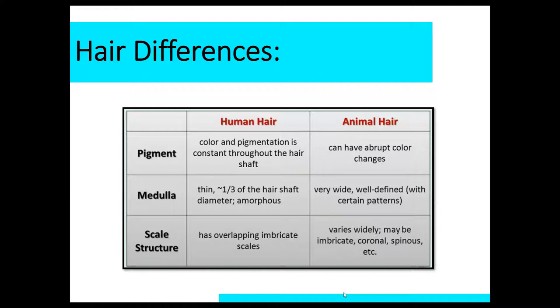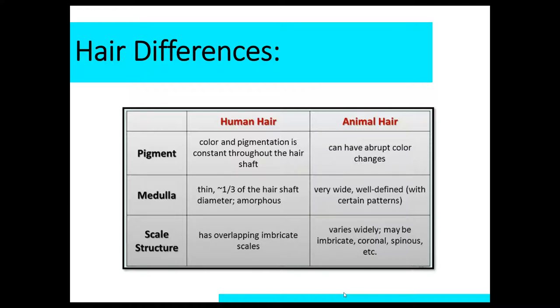So starting with pigment or the color of the hair. With human hair, the color and pigmentation is constant throughout the hair shaft. Now that is not always the case. So I think about women who dye their hair, or guys who dye their hair. If you go a long time without doing that, you might have some abrupt color changes like that of animal hair. But for the most part, naturally, the color and pigmentation is pretty constant throughout the hair shaft with some exceptions.